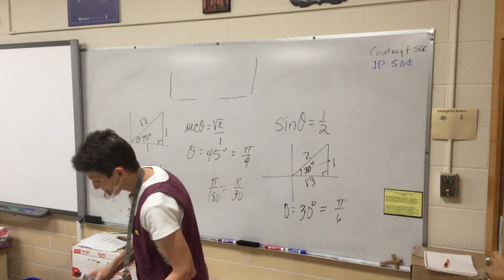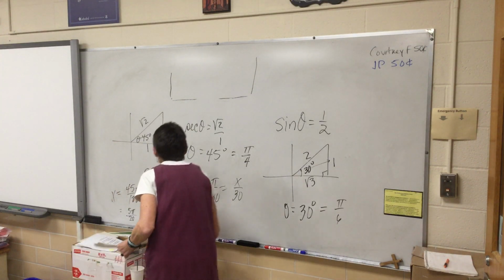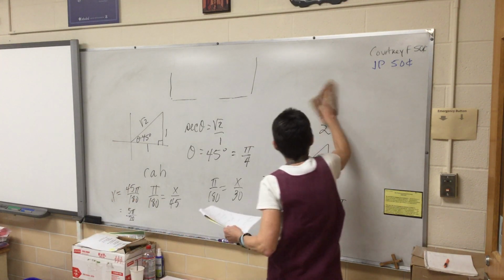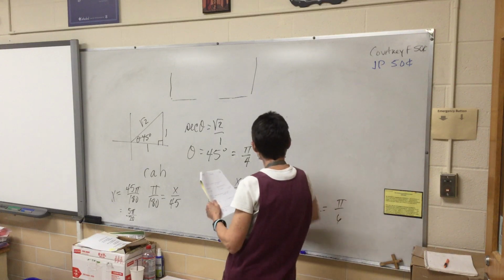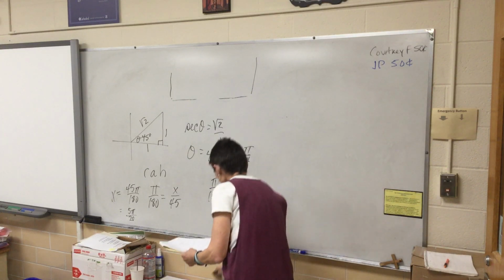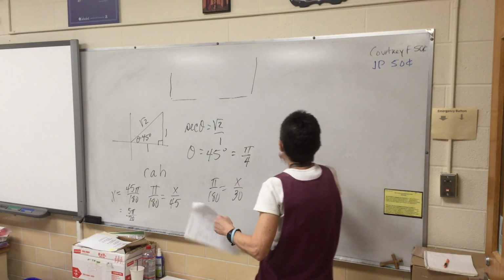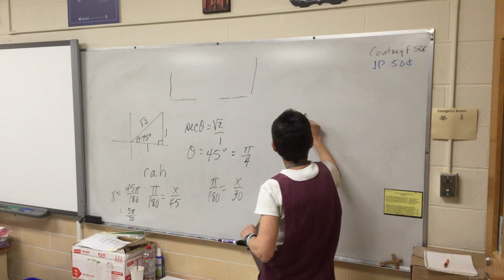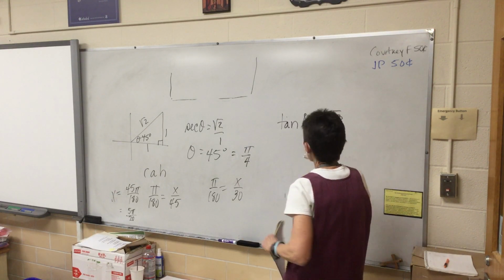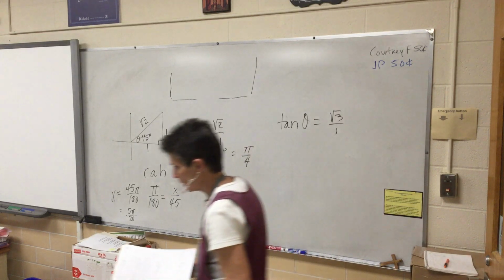All right, see if you can figure out C on your own. C says we know the tangent is root 3. And I'm going to think of that as root 3 over 1.